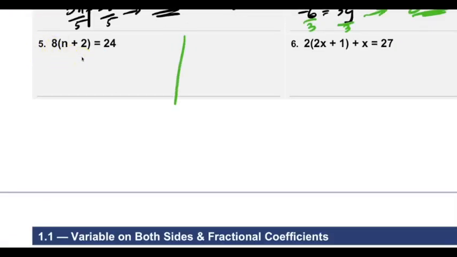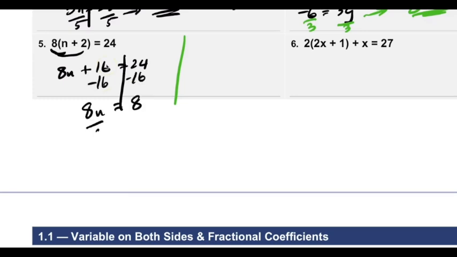This one, you can divide by 8 if you want. I'll do it 2 ways. But the first way I'm going to do it is I'm going to distribute the 8. So 8 goes into both of these. 8n plus 16 equals 24. Now we're going to treat it like a normal problem. If you want to get the 8n by itself, get rid of that 16. So equal sign, minus 16, minus 16. 8n equals 8. Then we divide by 8. n equals 1.